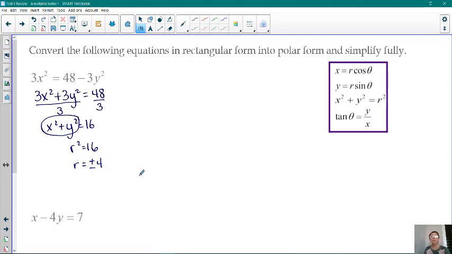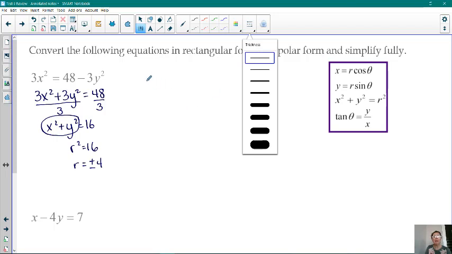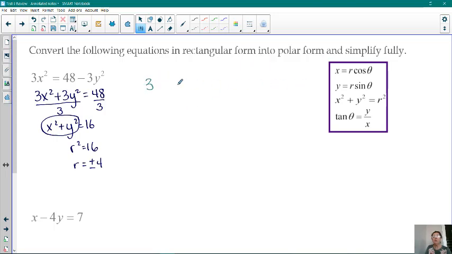Now let's say you're thinking, I don't think I would have seen that. It's okay. You would have still gotten the same thing. And just to prove that to you, we'll do it a second way. We'll do the substitution for x. So r cosine theta squared equals 48 minus 3 times r sine theta, because that's what y is equal to, squared.